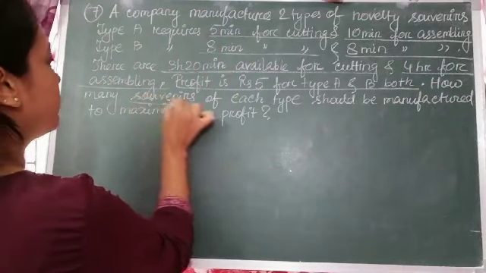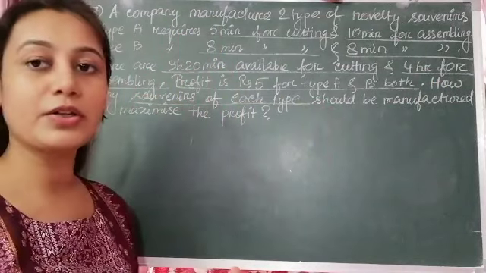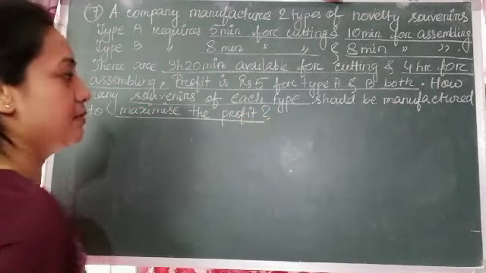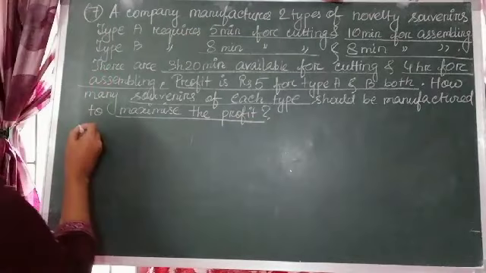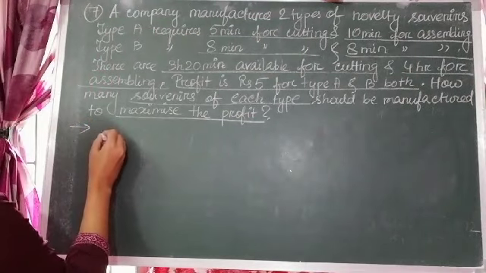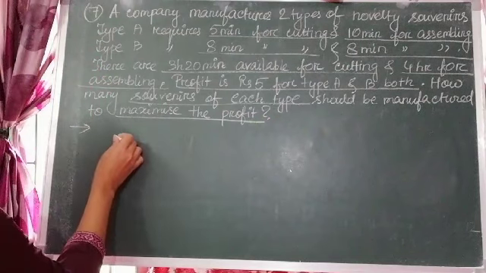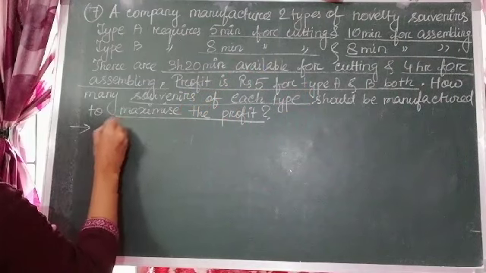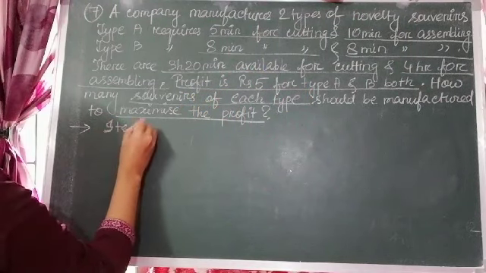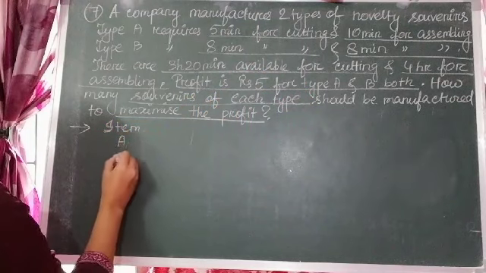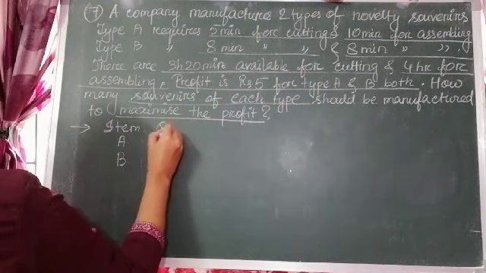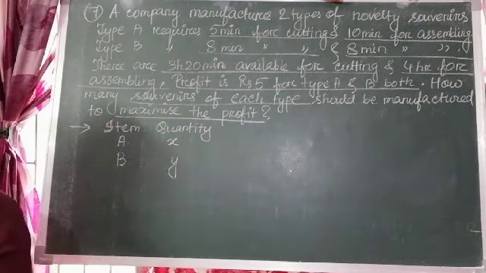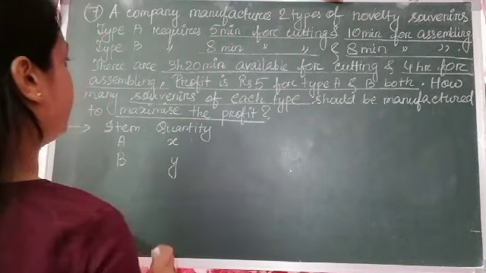The question is, how many souvenirs of each type, that is the value of X and Y, you have to find such that you want to maximize the profit. Okay, so let's proceed. Here the items are two types of novelty souvenirs, type A and type B. So let the quantity be X and Y. It has to be produced in order to maximize the profit.